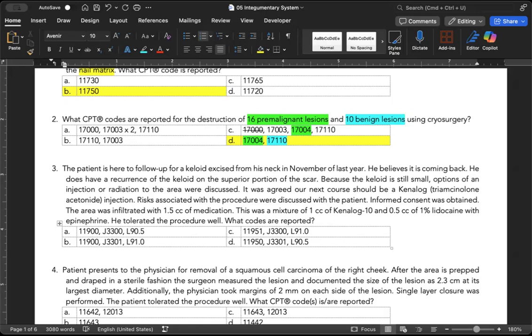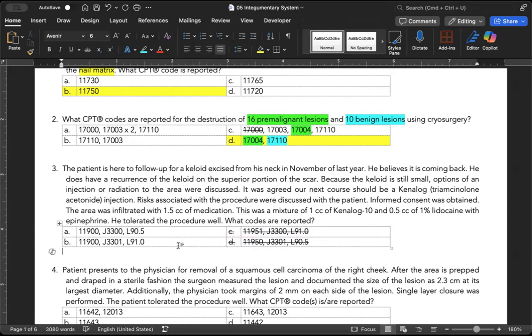So if we look at 11951 and 11950, those are for a subcutaneous injection of a filling material. So a filling material is going to be something that plumps up whatever you're injecting it into, right? So think about your lip fillers, cheek fillers, all of that kind of stuff. In this case, they have a keloid and they're trying to dissolve it, right? Because the keloid is still small, we are going to try to get rid of it. So we don't want to use the ones that indicate that it is a filling material. We're just injecting a medication.